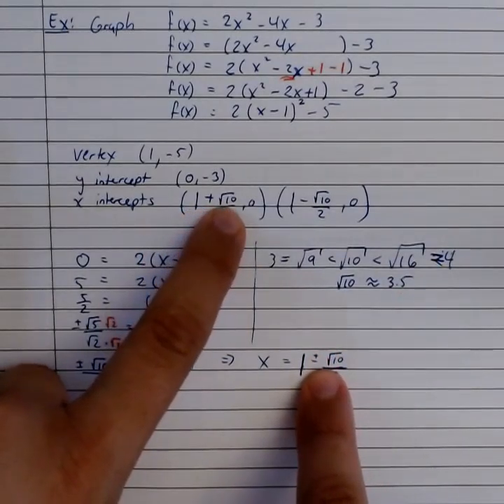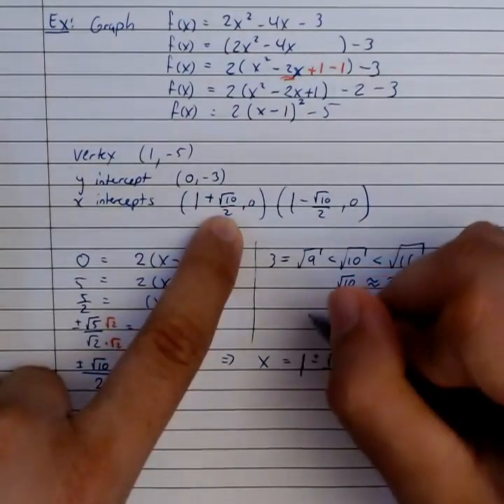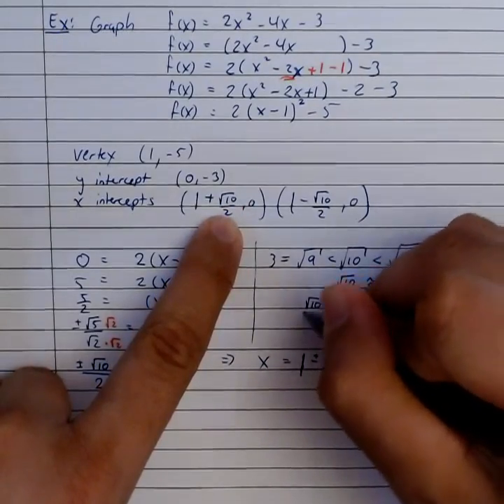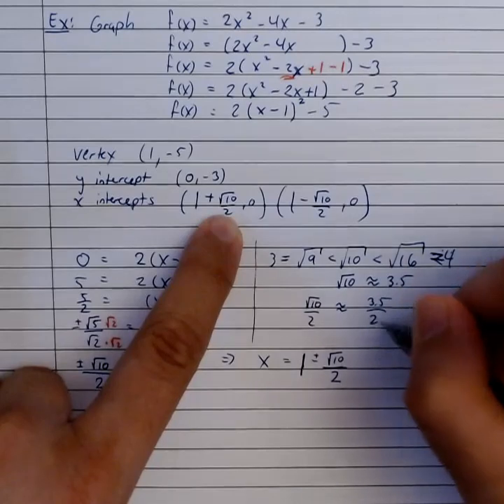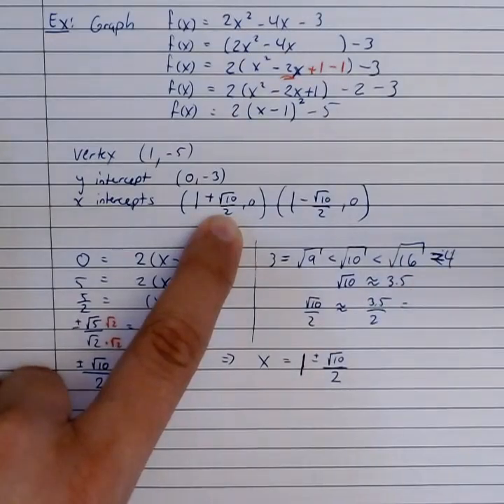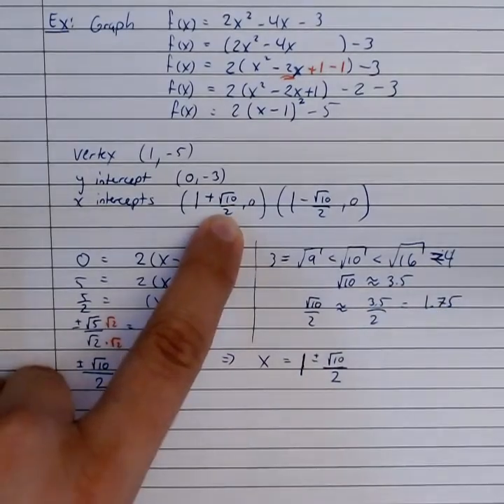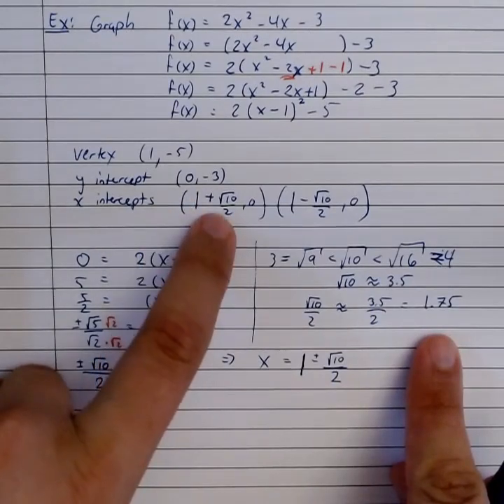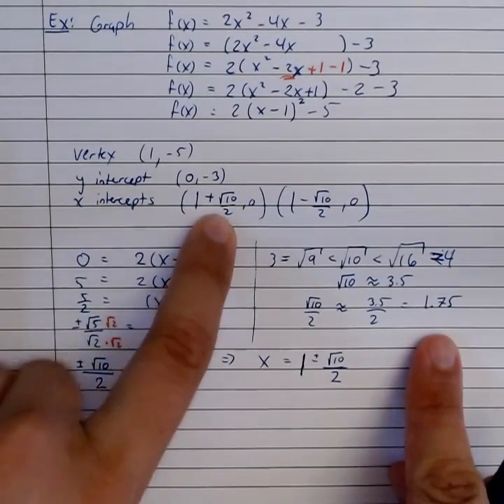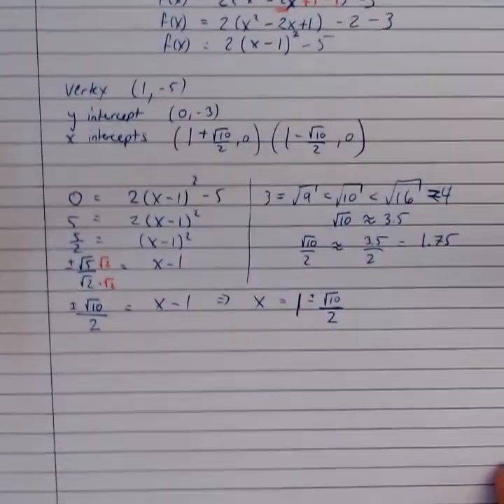3.5, more or less. If I take the square root of 10 divided by 2, that's about the same as saying 3.5 divided by 2. And that's going to give us 1.75. Okay, so now 1 plus 1.75. Oh, I can do that. 1 minus 1.75. Yeah, I can do both of those. So we can go ahead and graph now.